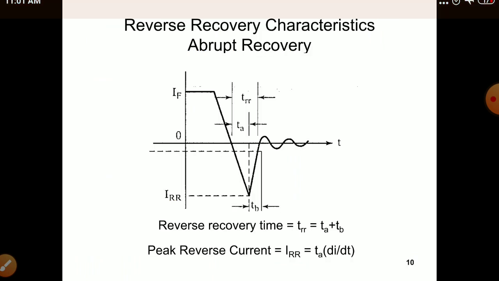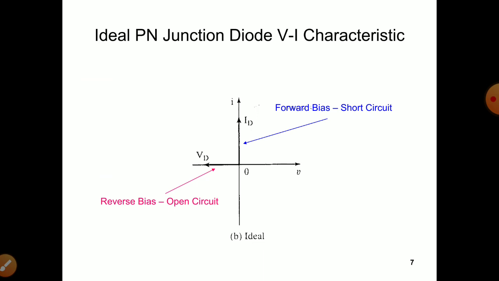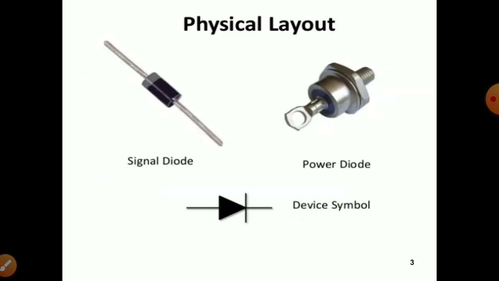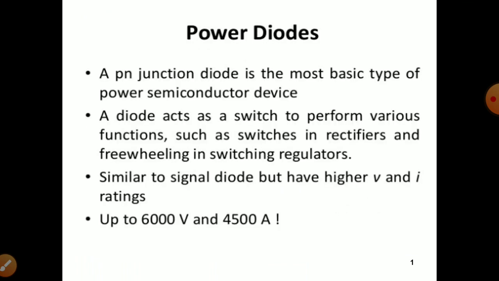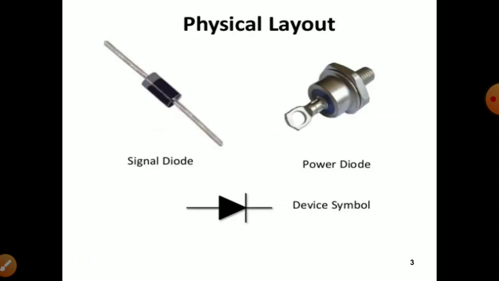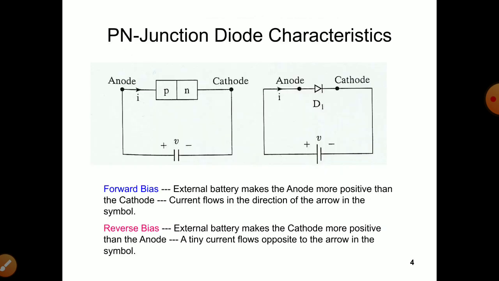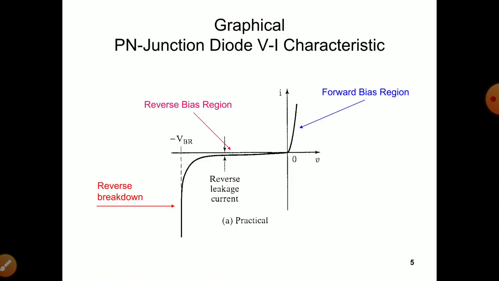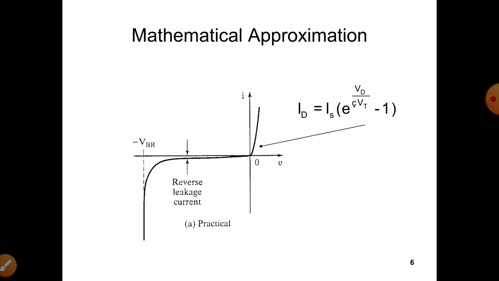With this, what we discussed in today's class is this. We started from the power diode introduction, what a power diode is and how it is constructed. Later we discussed the detailed constructional features of power diodes. Then we saw the physical layout and how these power diodes physically look. Then we discussed the operating principle of power diodes in forward and reverse biased mode, the VI characteristics of a practical diode, and the mathematical expressions for the diode current.